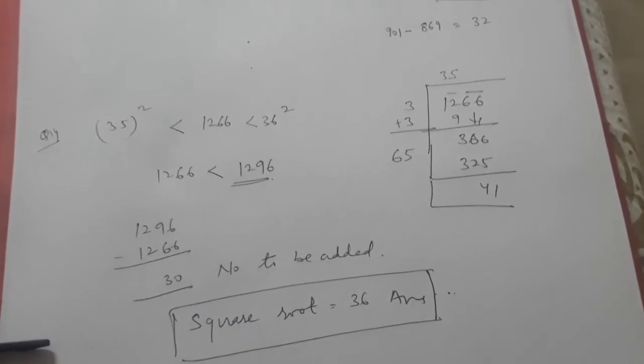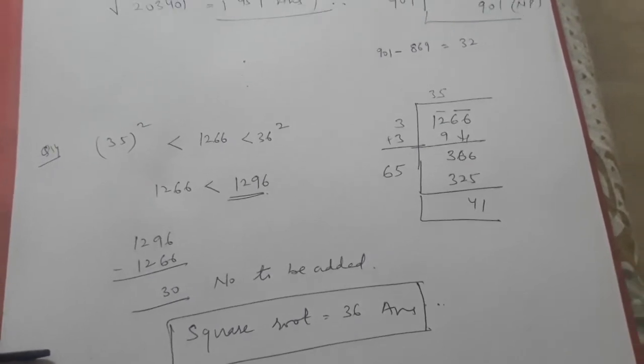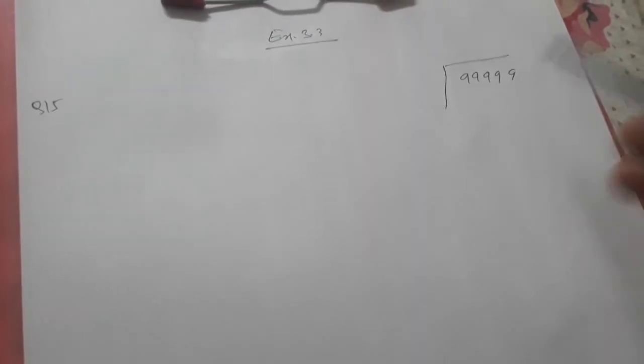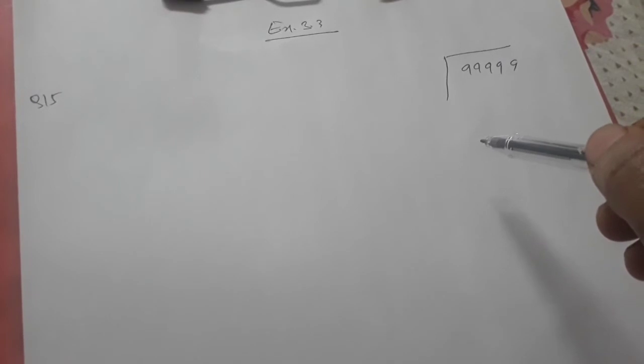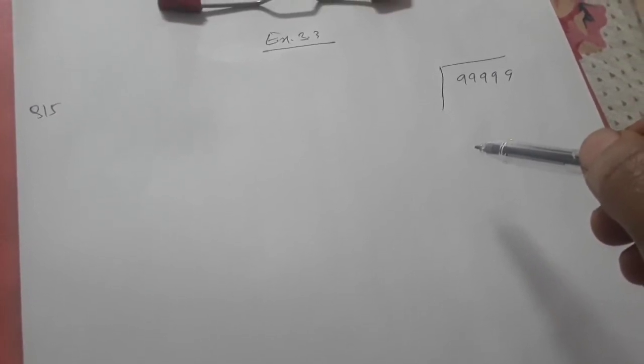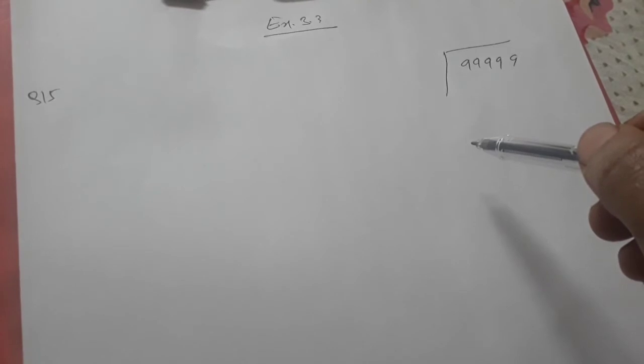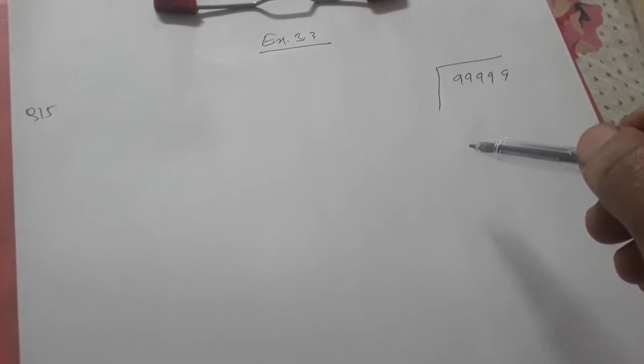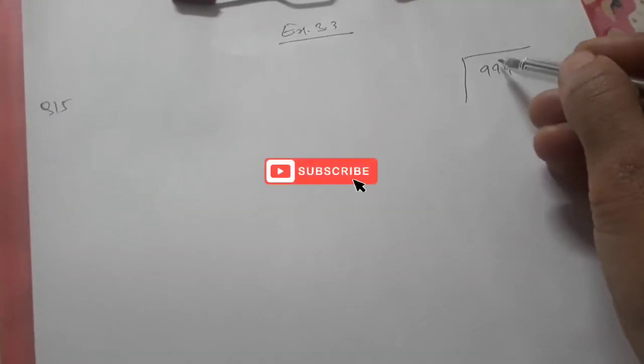Now we will proceed with question number 15. In question number 15, we have to find the greatest number of 5 digits which is a perfect square, and also find its square root. In general, as we know, the greatest 5 digit number is 99999. But here we have to find that particular 5 digit number which is also a perfect square, and also find its square root. So the same method will be followed here, long division, of course.